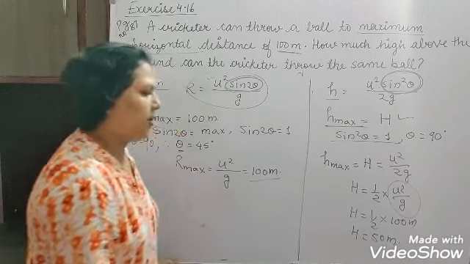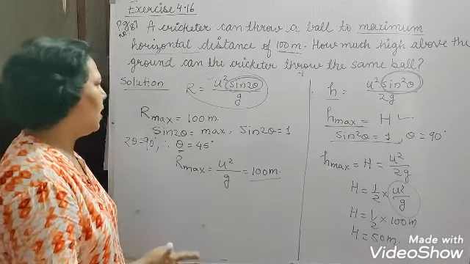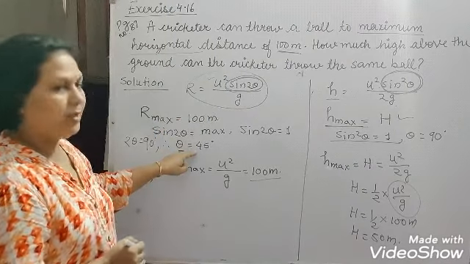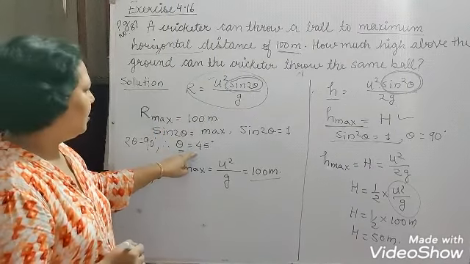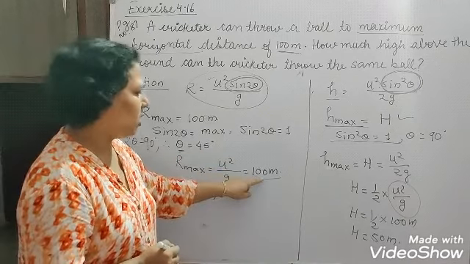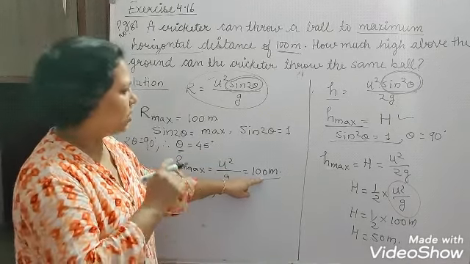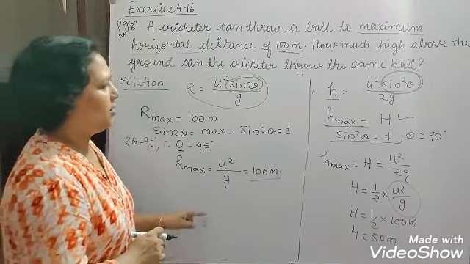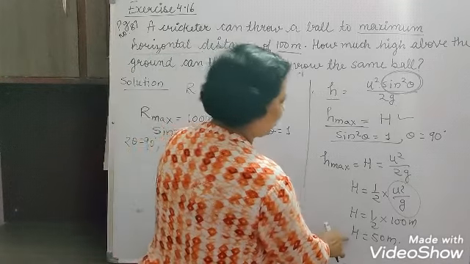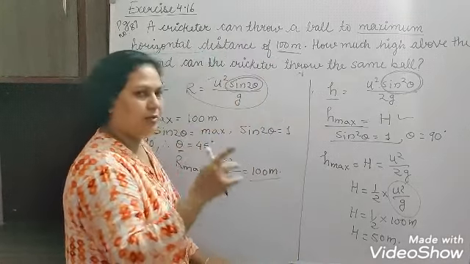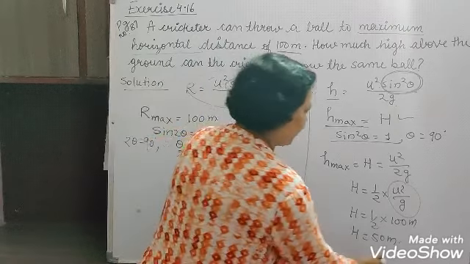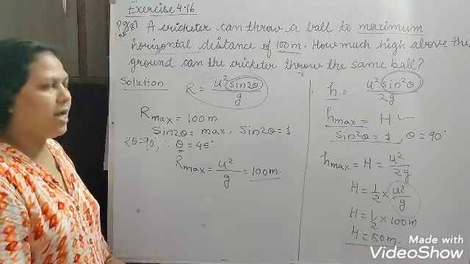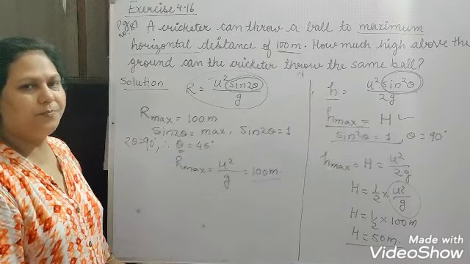That means if a cricketer throws the ball with initial velocity u at a 45-degree angle, the ball reaches 100 meter, or travels 100 meter horizontal distance, that is the maximum range. And if a cricketer throws that same ball in a vertical upward direction, that ball will reach 50 meter, and that will be the maximum height attained by the ball.